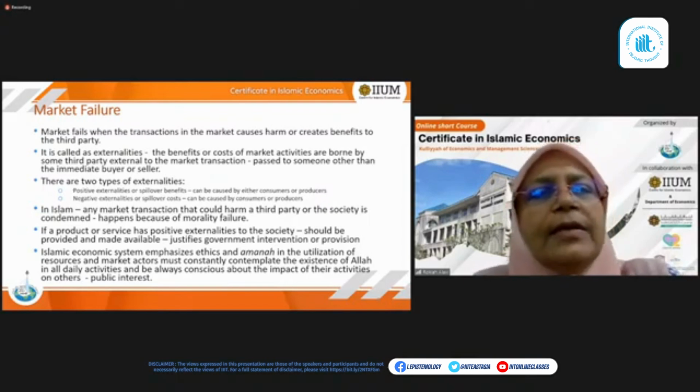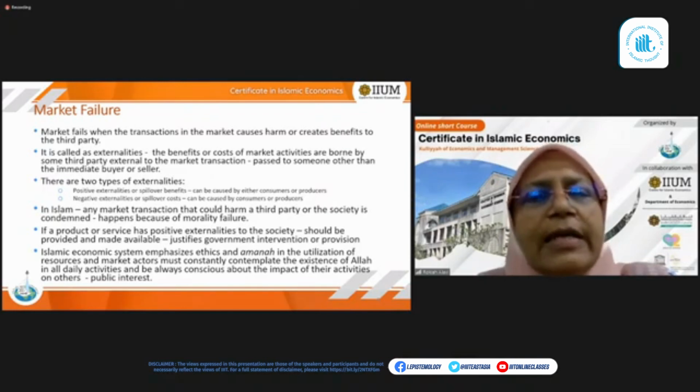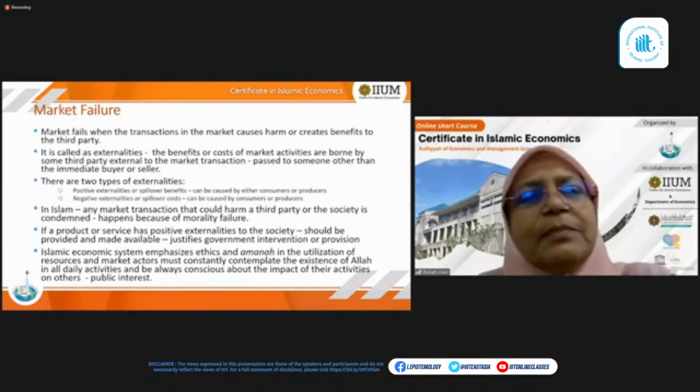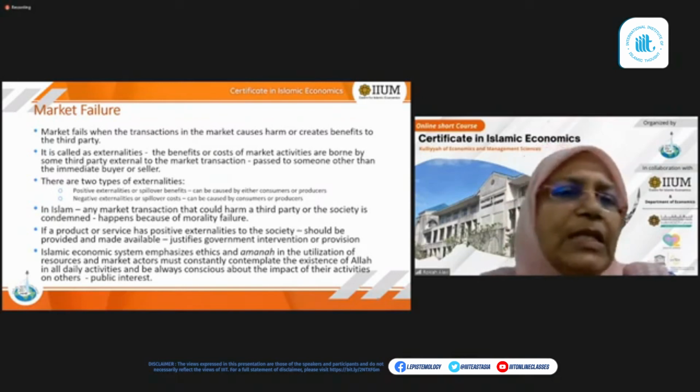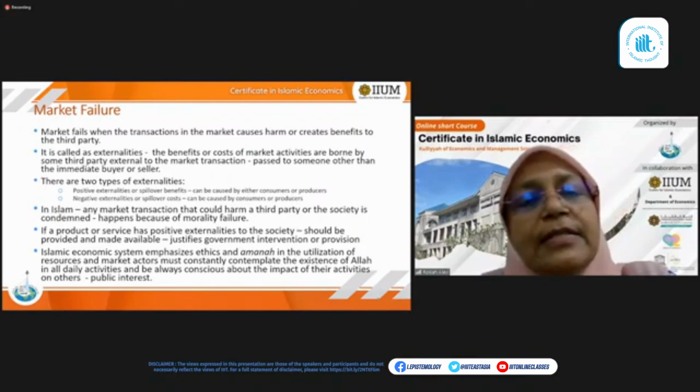Now, when we say market failure, it means that the transaction happening in the market is causing harm to a third party, or there are external benefits that are created, but the person who creates that benefit is not getting rewarded for it. Therefore, it's called externalities, where the benefits or costs of market activities are borne by some third party external to the market transaction, passed to someone other than the immediate buyer or seller.